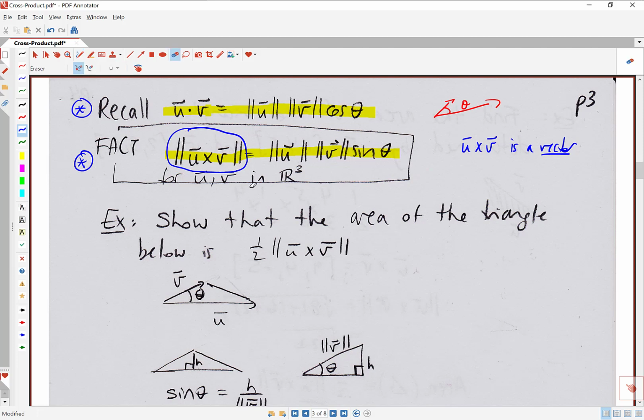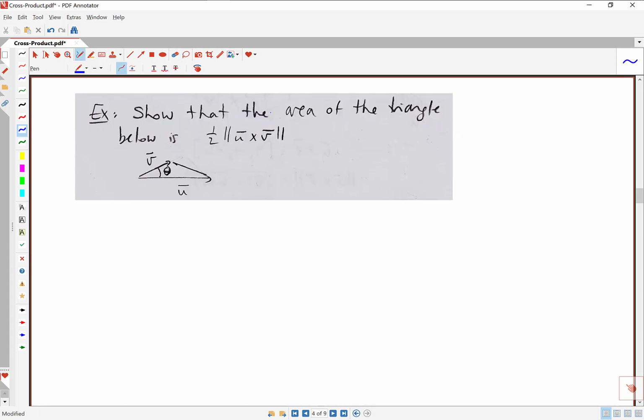So let's see how this might be useful for us from a geometry point of view. Let's show that the area of the triangle in this picture is half the length of the cross product. Well, notice that this triangle here is not a right triangle. So the first thing I would think about is just redrawing this picture.